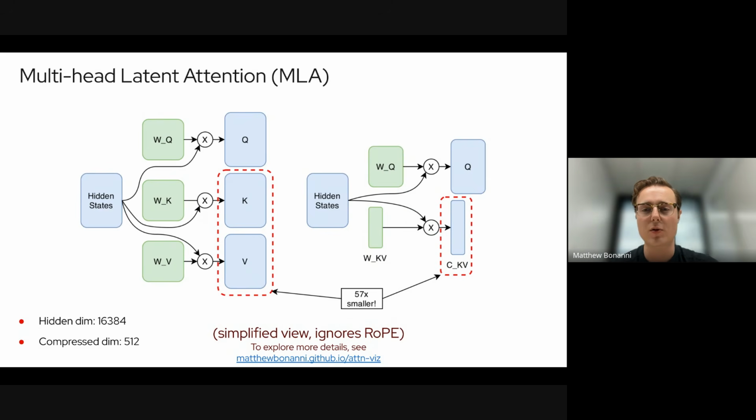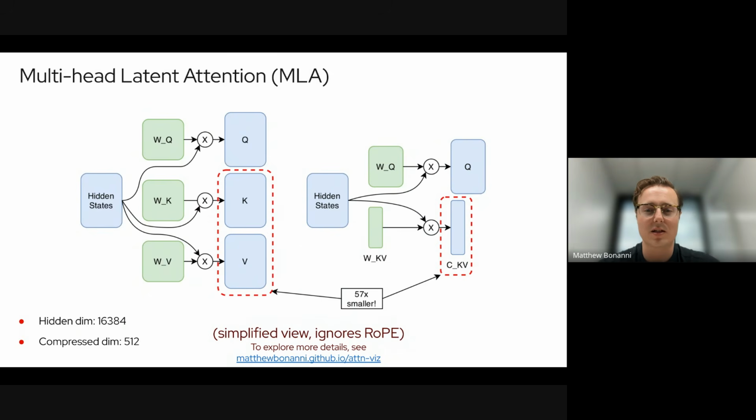You have a WQ tensor to get your Q tensor. But instead of having separate K and V tensors, you just have a single WKV that projects into a low dimensional CKV. So you just have one KV representation. And if you look in the bottom left there, you can see our hidden dim on a classic MHA. The equivalent would be about 16,384. We're compressing that into just a dimension of 512. And so your KV cache gets to be about 57 times smaller.